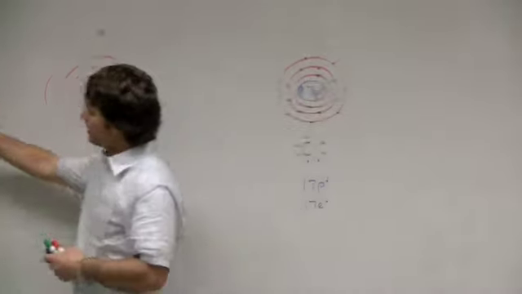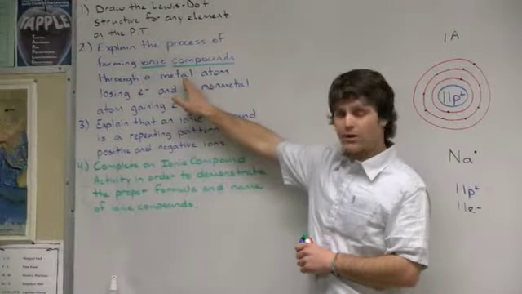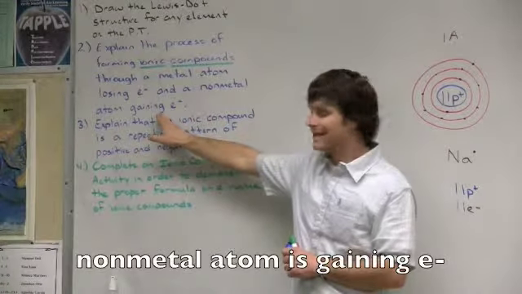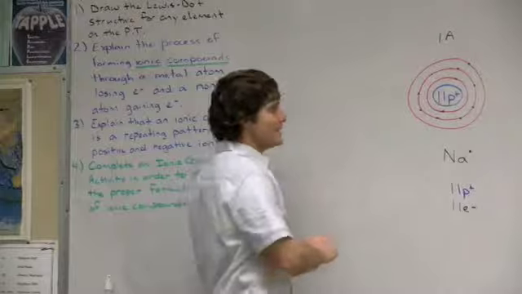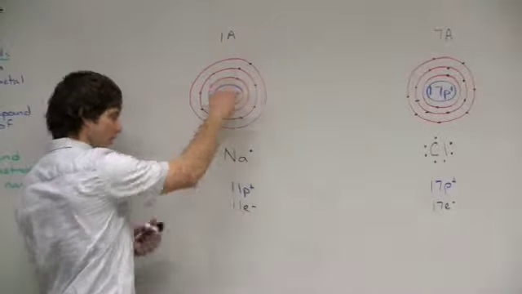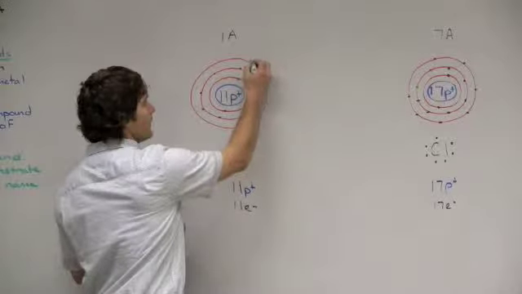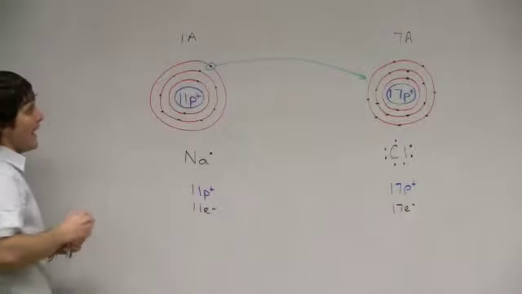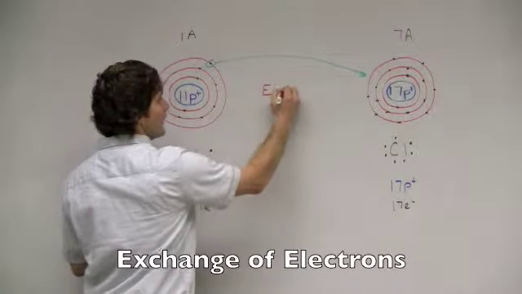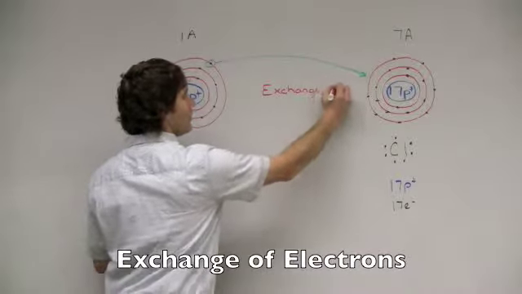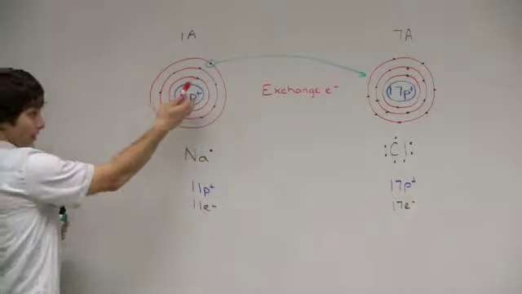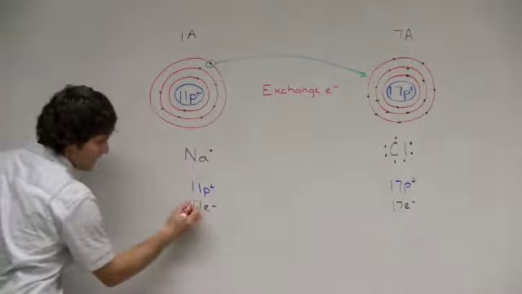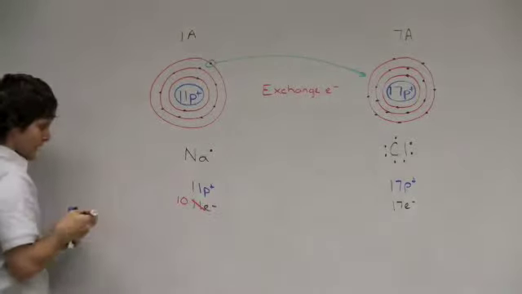As mentioned, an ionic compound is a process that occurs where a metal atom is losing electrons and the nonmetal atom is gaining electrons. And so what happens is this Na with 1 outer electron loses that 1 outer electron over to chlorine. And we say that what happens is an exchange of electrons. Once this occurs, the sodium atom no longer has the 11 electrons, and now it only has 10 electrons.